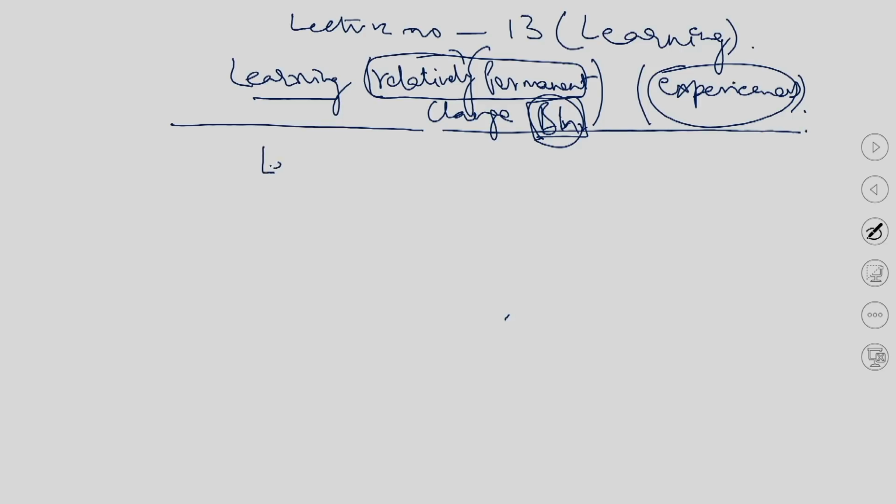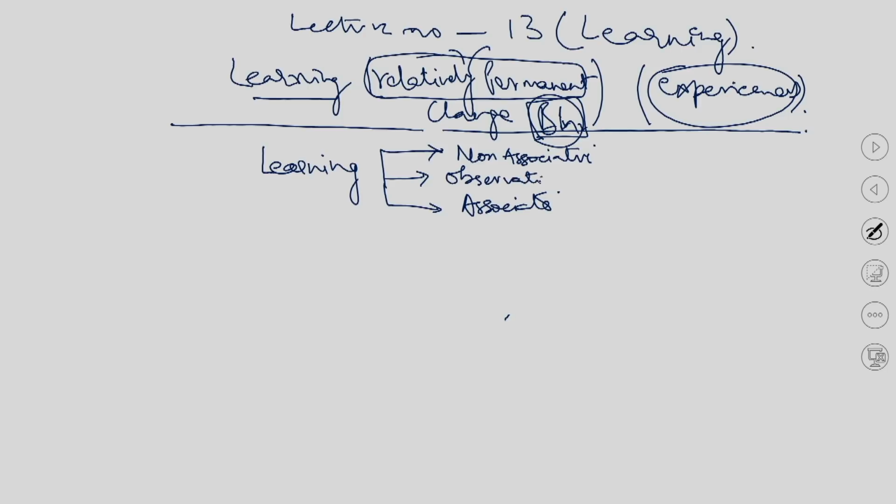Now, learning can be of two different forms. One is called the non-associative form and the other is called the associative form. Of course, there is a third form of learning which is called observation learning, and so we will be using all these three kinds of learning in the present context. We will be looking at the observation kind of learning, the non-associative kind of learning as well as the associative kind of learning in the present lecture.